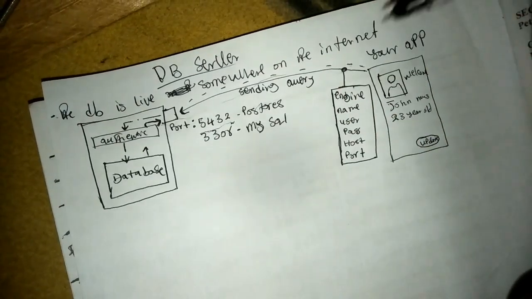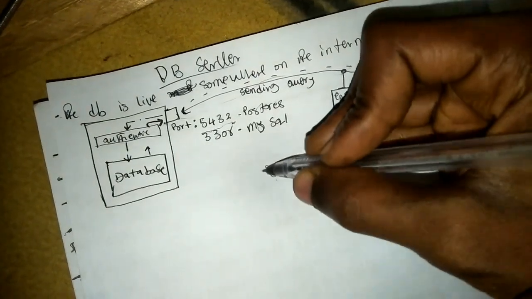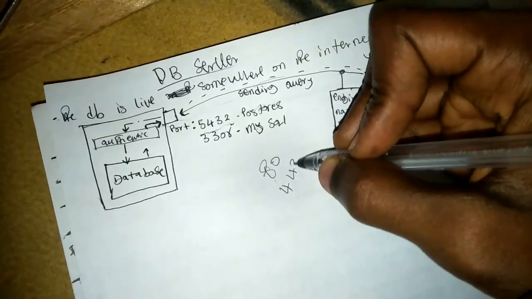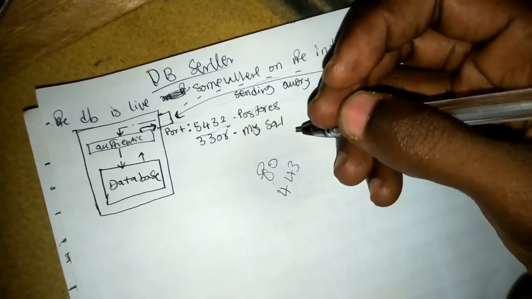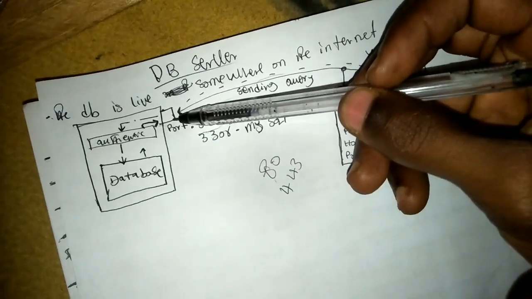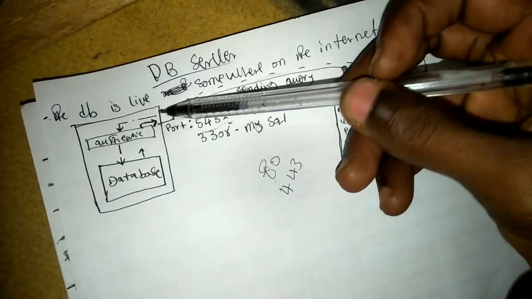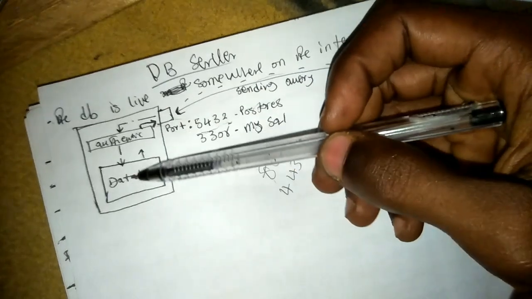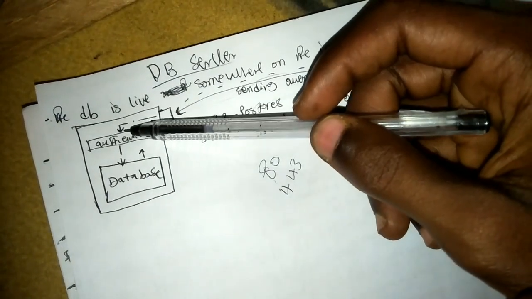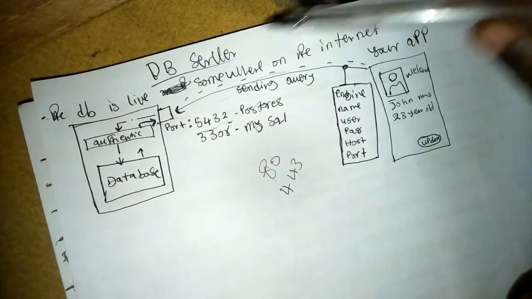Just like to communicate with a website, you must use port 80. For a secure website, I think it's 443 or 442, I can't remember. It's the same thing with a database server. It has a port that allows you to send queries to the database. But before any query is executed, we have to authenticate. So this is what happens.